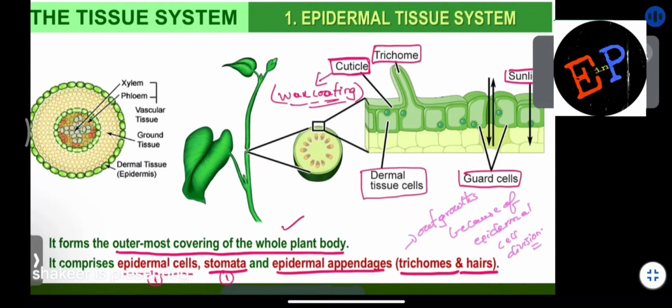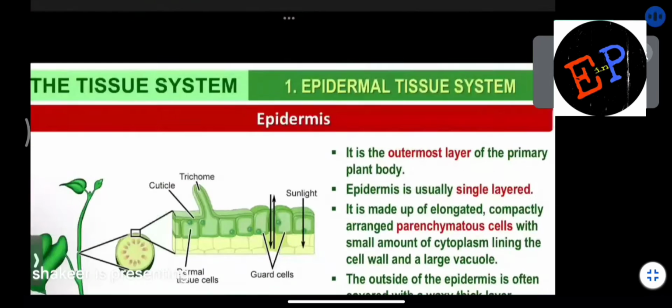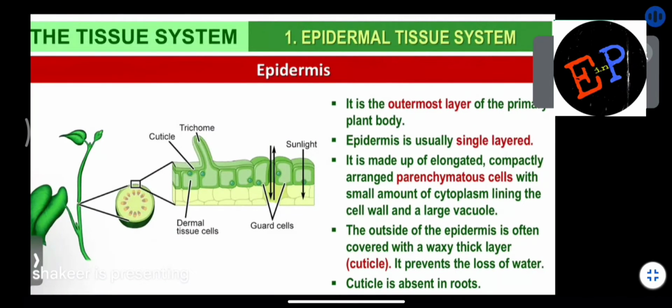So the epidermal tissue system is composed of epidermal cells. Stomata are present for respiration, and trichomes and hairs are present. It is the outermost layer of the primary plant body, and it is single layered also. How many layers are present? Only one layer. It is made up of elongated, compactly arranged parenchymatous cells with a small amount of cytoplasm lining the cell wall, and a large vacuole is present. These are the properties of the cells present in the epidermis.